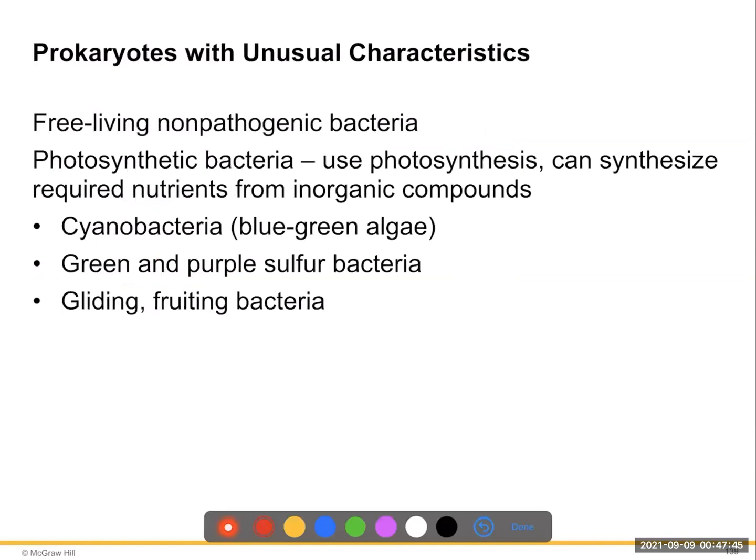Okay. Prokaryotes that have unusual characteristics. Free living, non-pathogenic bacteria do not cause infection. Photosynthetic bacteria use photosynthesis, and obtain nutrients from inorganic compounds. Cyanobacteria like blue-green algae, green and purple sulfur bacteria, and gliding fruiting bacteria.